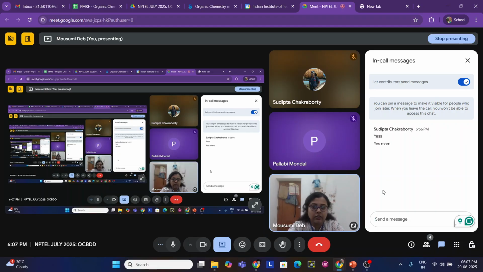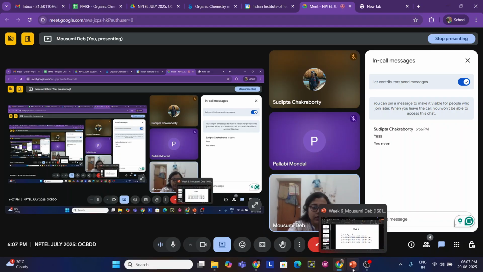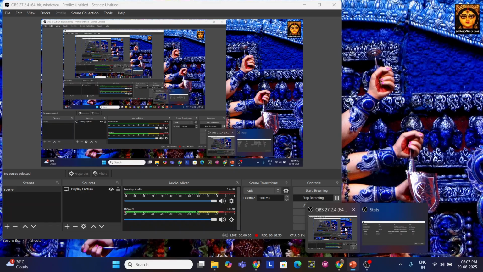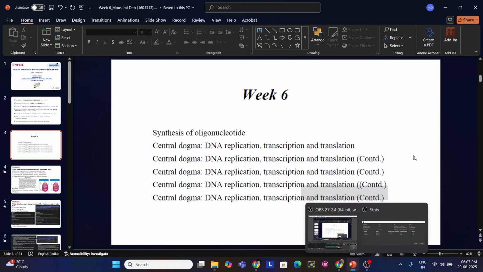It is not like the genetic information can reverse back from protein to RNA to DNA. That does not happen. It happens only one way, from DNA to RNA to protein. So all the things related to the passing of the genetic information from DNA to RNA to protein, via replication, transcription and translation.